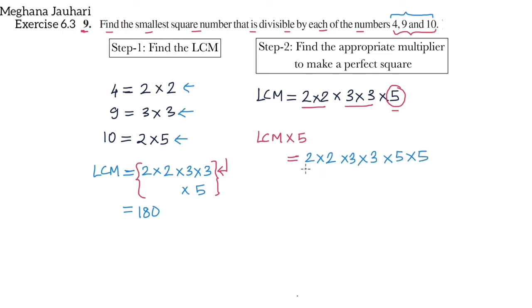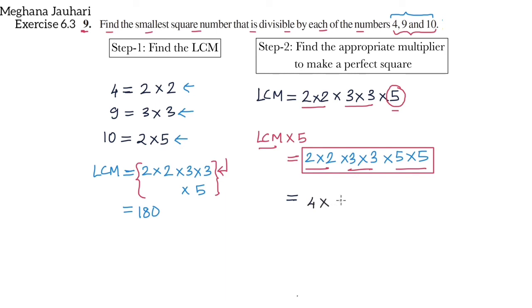Clear? So now we can say that this number is a perfect square because it is having a pair of 2, 3 and 5. And because it is a multiple of the LCM, it is also a multiple of all the three numbers, that is 4, 9 and 10. So this is the number we want: the smallest number which is a multiple of all these numbers 4, 9 and 10, and which is also a perfect square. So let's find the number.